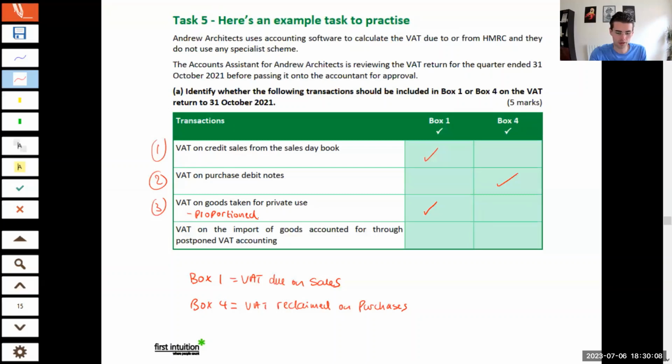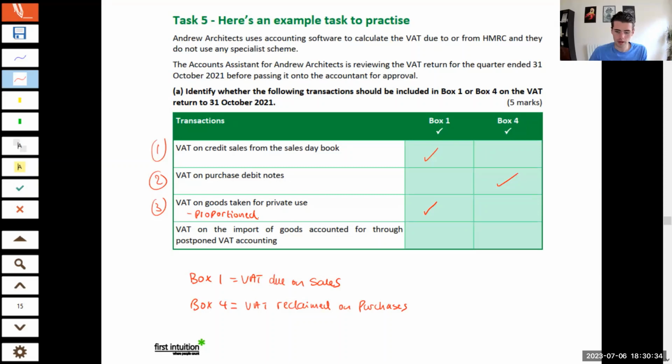It is apportioned. But again, flip the script. It's not going to go in box 4, is it? Because box 4 is essentially VAT reclaimed on purchases. Why would assets used for private use be reclaimed on purchases? It just doesn't make sense, does it? If I'm looking at tax on inputs and outputs, me using it privately isn't an input. Again, just try and flip the script and see if that helps.